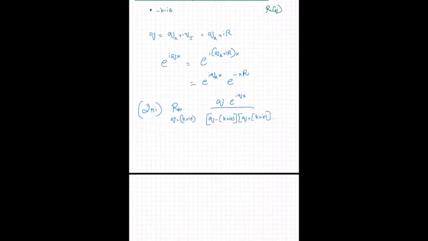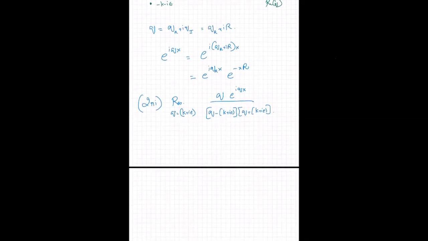How do I take the residue with a simple pole? Remember that the residue at z equals z0 of f of z, where z0 is a simple pole, is basically the limit as z goes to z0 of z minus z0 times f of z. Right? So that is the formula for the residue for a simple pole.